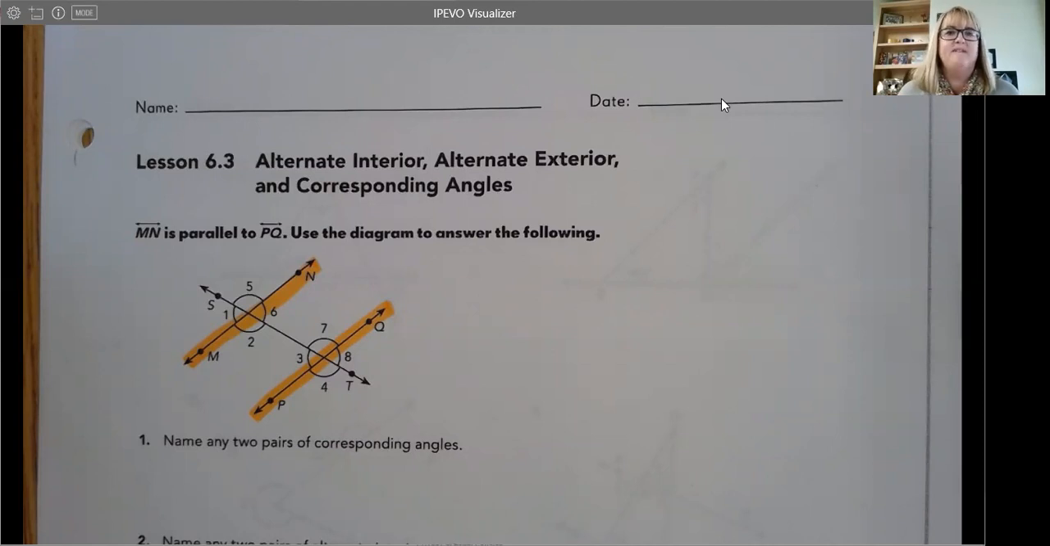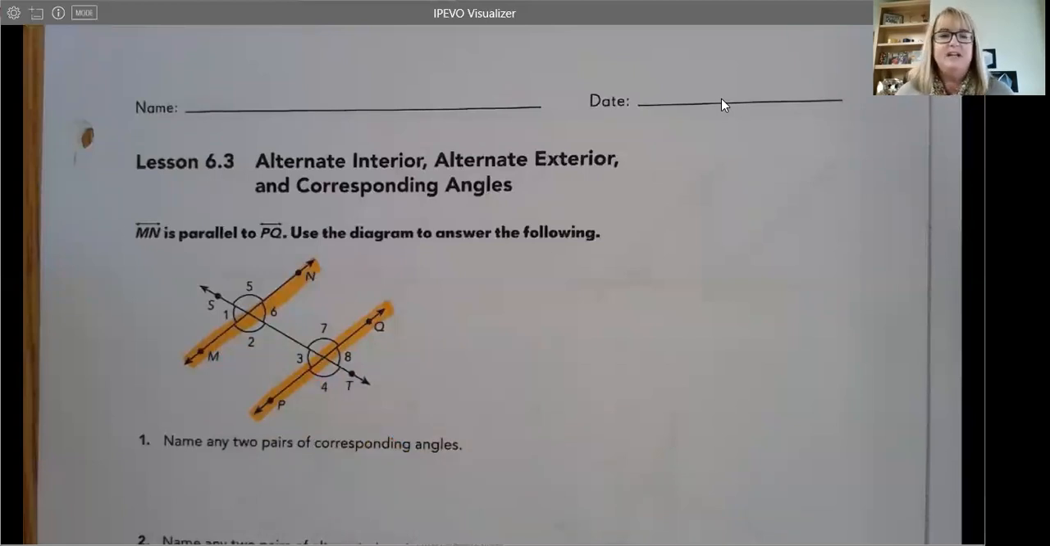So we are going to do several problems together because I think the trickiest part of this is just finding those angle relationships. So let's just get started. This says line MN is parallel to line PQ. Use the diagram to answer the following. Now what I did was I went ahead and I highlighted the parallel lines, because to find these angle relationships, you really want to find the parallel lines.